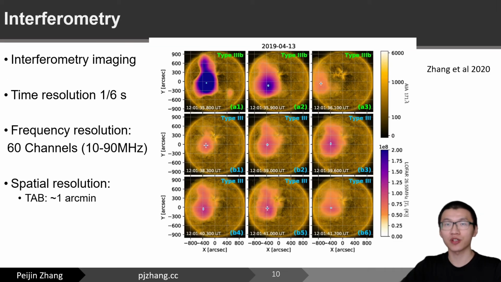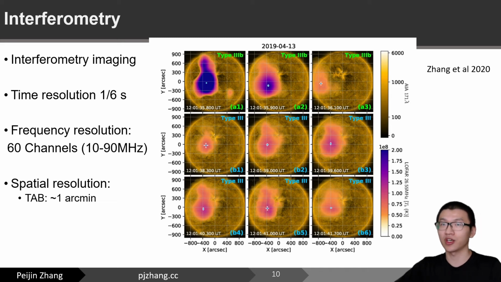So if we want spatial resolution, we will use interferometric imaging. The spatial resolution can reach about 1 arcminute, even smaller. But in this case, the time resolution is much lower. It can reach about 1/6 seconds, and the frequency resolution is also much lower. We can choose 60 subbands in the frequency range of 10 to 90 megahertz.